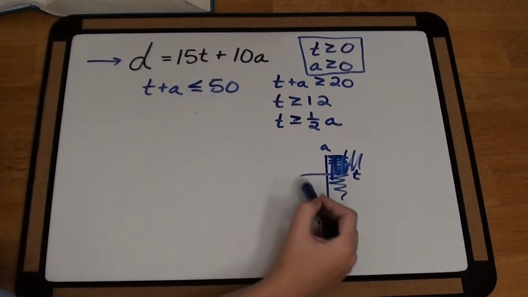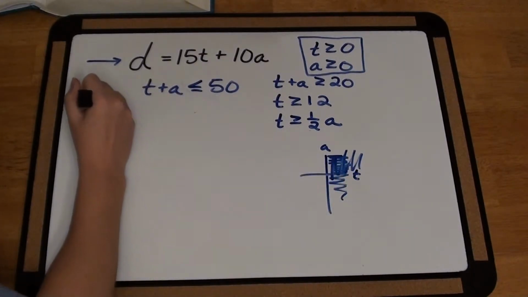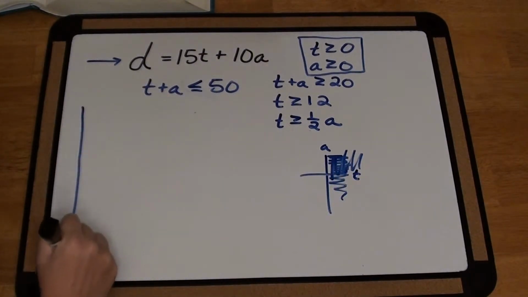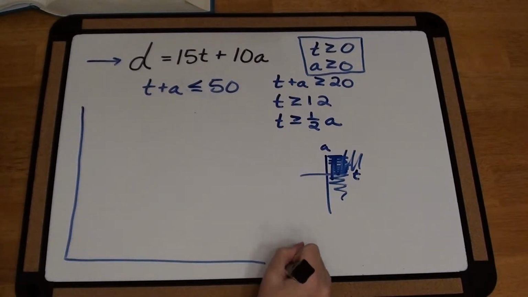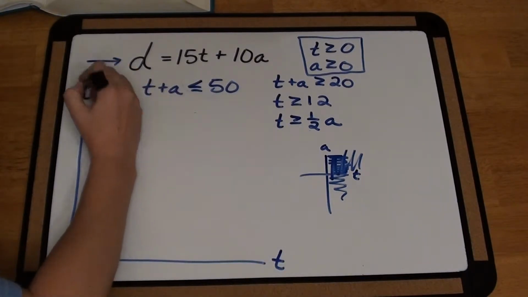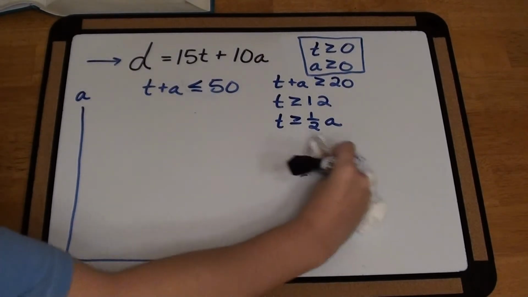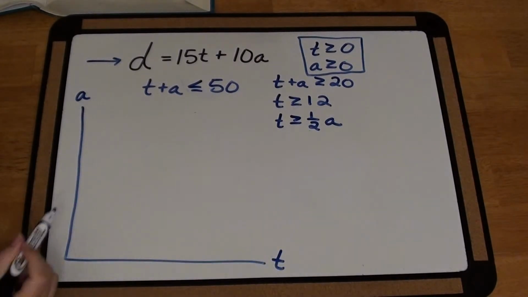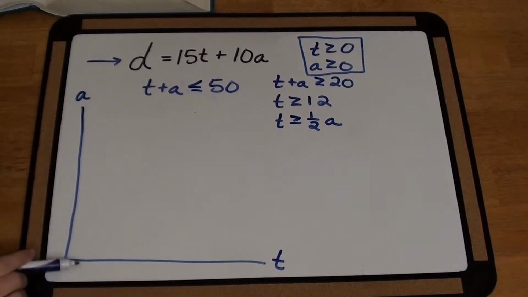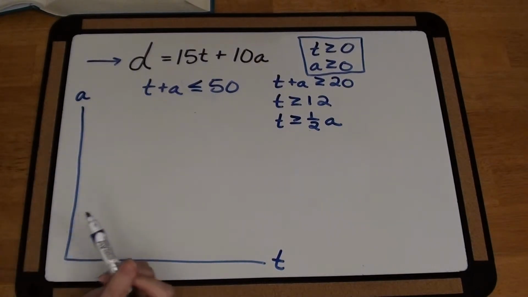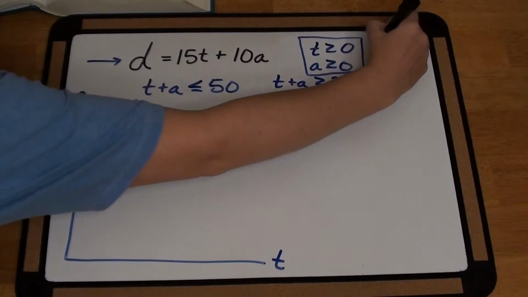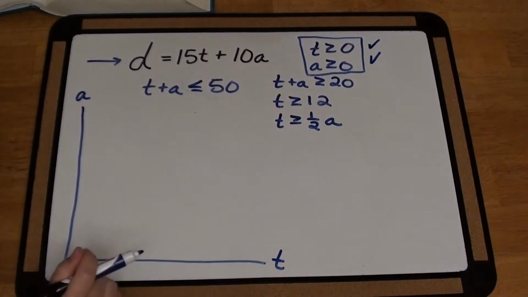So rather than graph all 4 quadrants, I'm only going to graph the first quadrant. There's no need to graph these other 3 quadrants. They don't have answers in them. They're already restricted, because the number of aides can't be negative, and the number of teachers can't be negative. So I've taken care of this by just drawing that part of the graph.